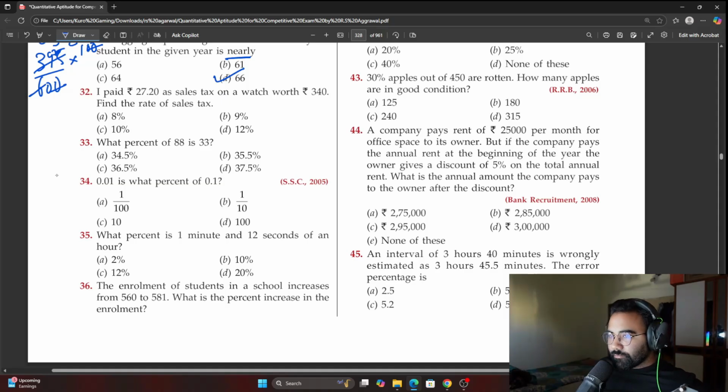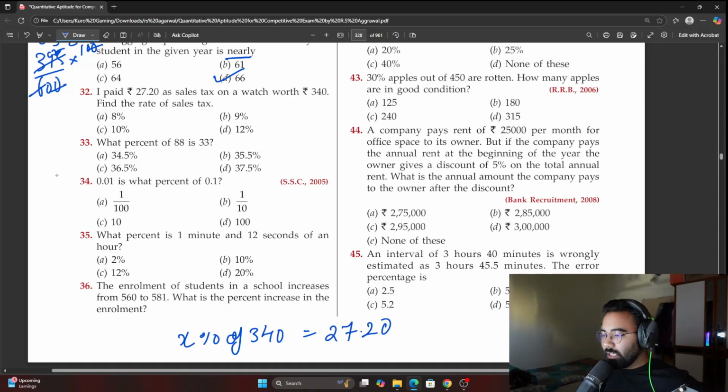Can I write question number 32 as this? X% of 340 is equal to 27.20. Can I write it like this? Because some percentage of 340 is 27.20, and that is essentially what the question is asking. Now, this makes things easy. If you can write a percentage question in this form, then the answer is nearby.